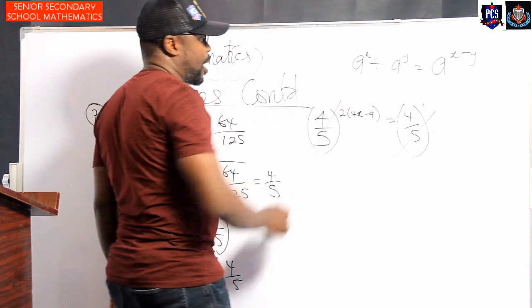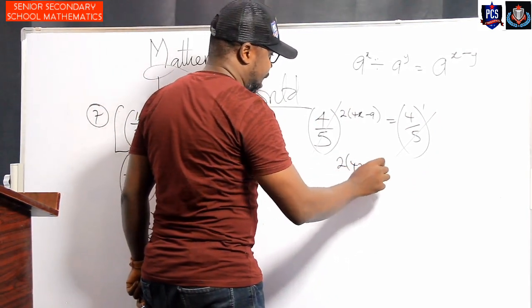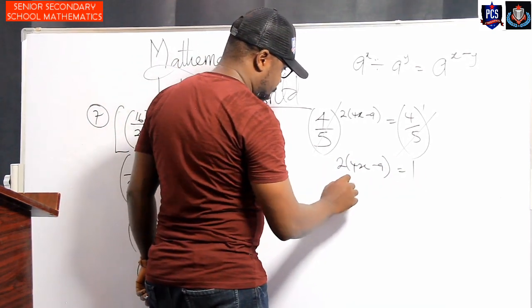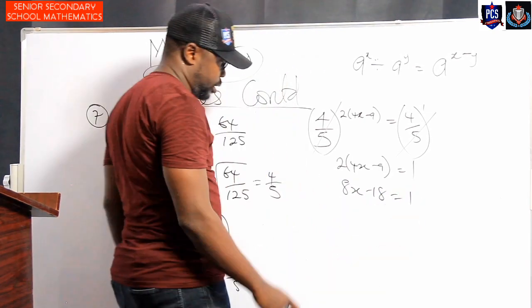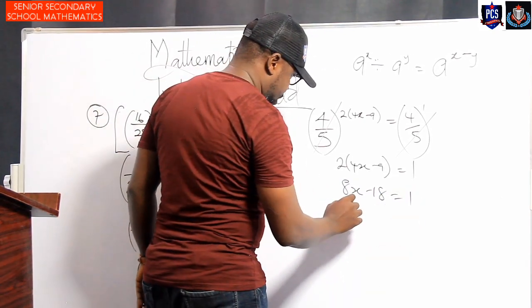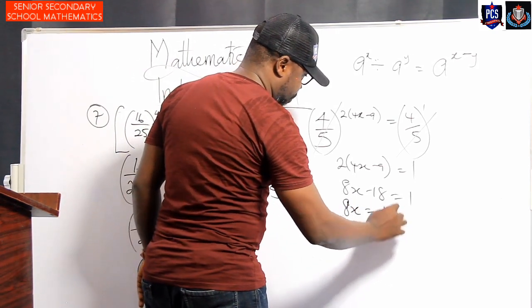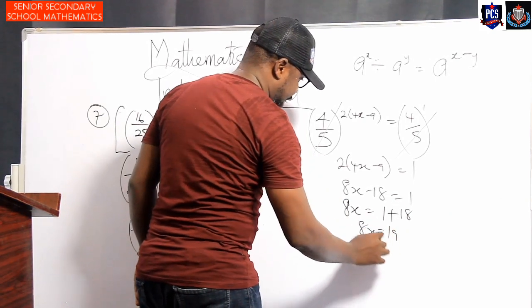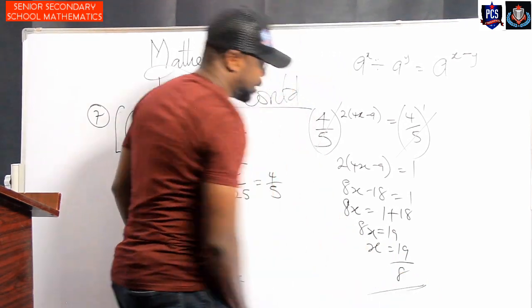So I can equate the powers. In this case, I'm having 2 bracket 4x minus 9 is equal to 1. That is to say, 8x minus 18 is equal to 1. That is to say, 8x is equal to 1 plus 18, which is 19, meaning that the value of our x is 19 over 8.